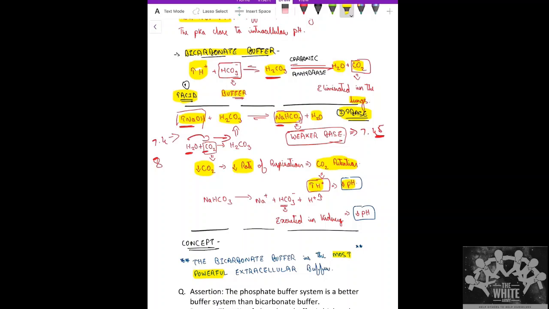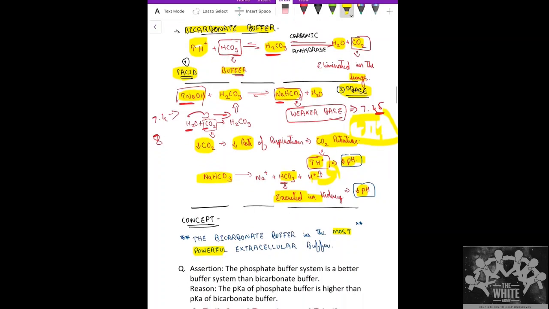And this NaHCO3 breaks down into Na plus, HCO3 minus and H plus. HCO3 minus gets excreted in the kidney. So again, this decreases the pH, and NaHCO3 breaks down to H plus as well. This H plus will add to the concentration of H plus ions, which again decreases the pH. So as a whole, pH is brought back to the normal of 7.4. Okay, so this is how bicarbonate buffers act.